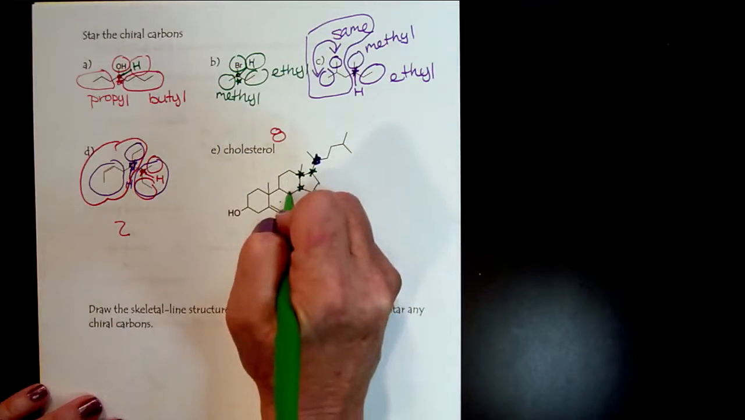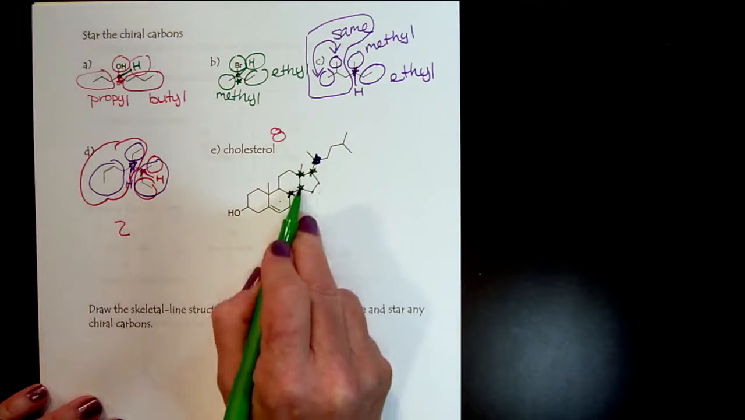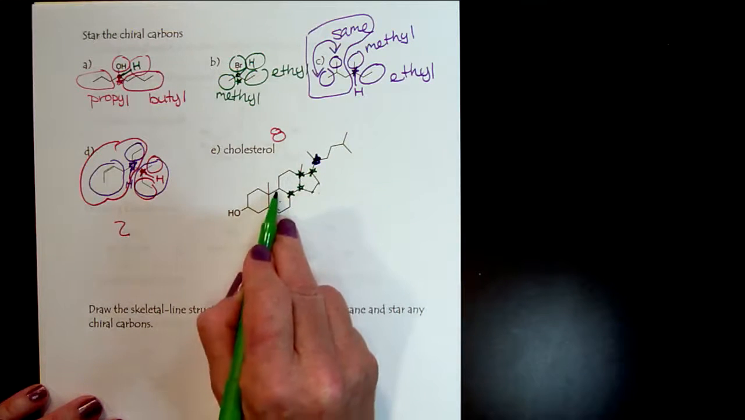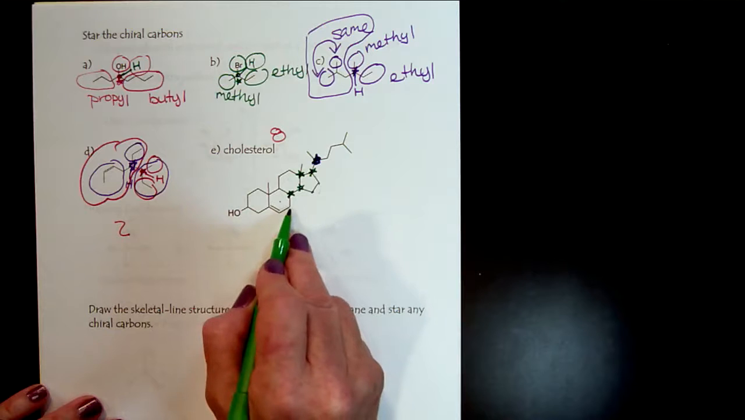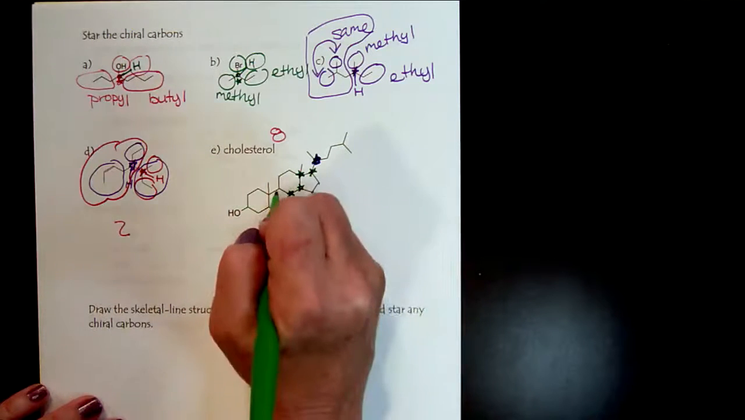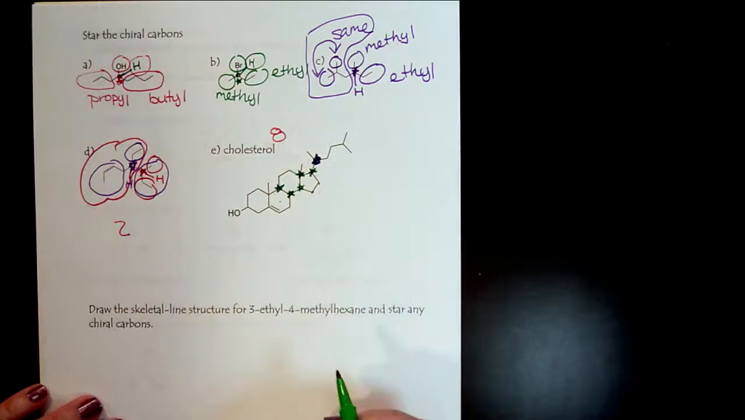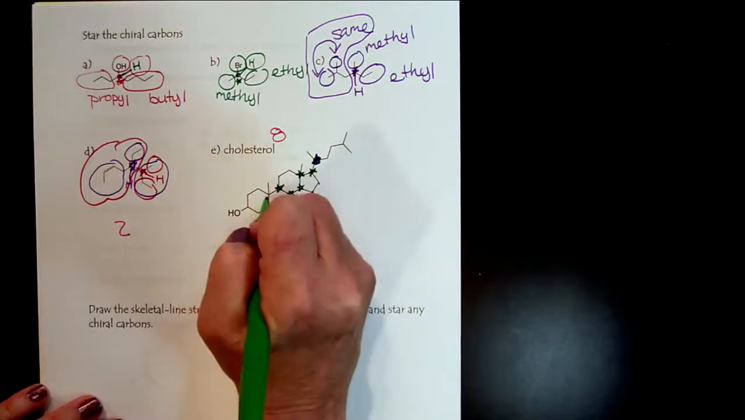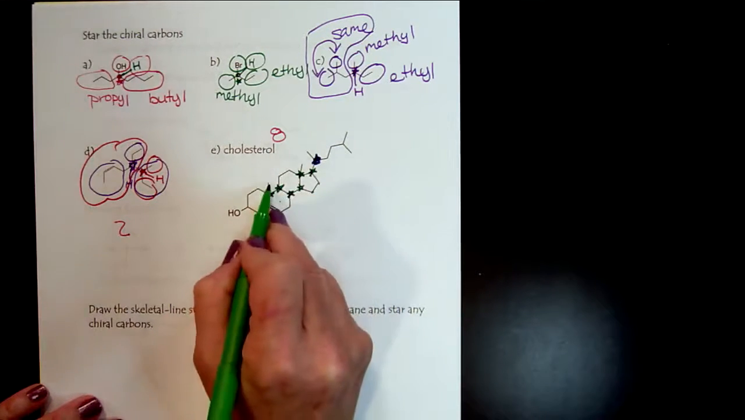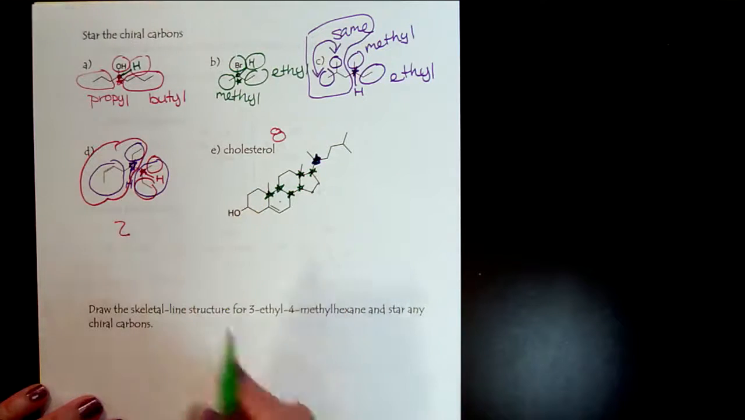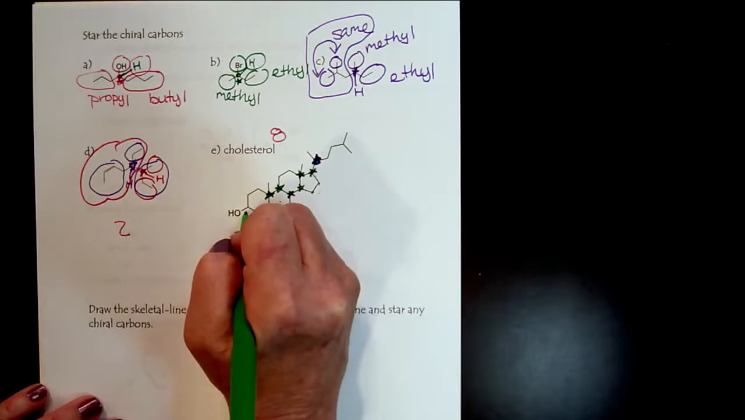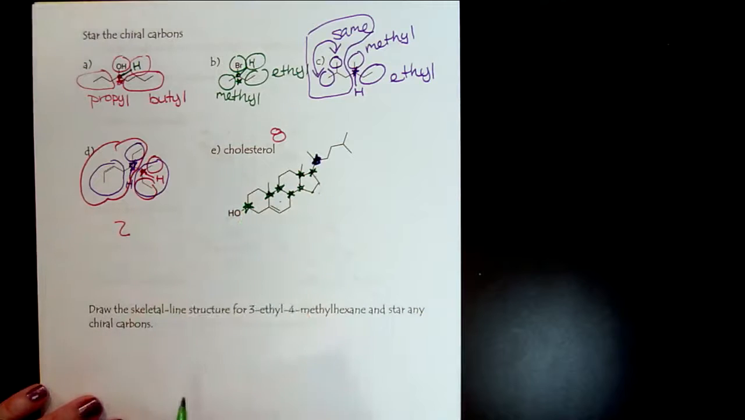Okay, same thing here, right? Part of a fused ring, part of another fused ring by itself, hydrogen. Okay, so we got 1, 2, 3, 4, 5, 6. We only got a few left right here, right? Methyl, and then these other carbons are different. And then last but not least, right here at the hydroxyl group. All right, so there's the 8 chiral carbons of cholesterol.